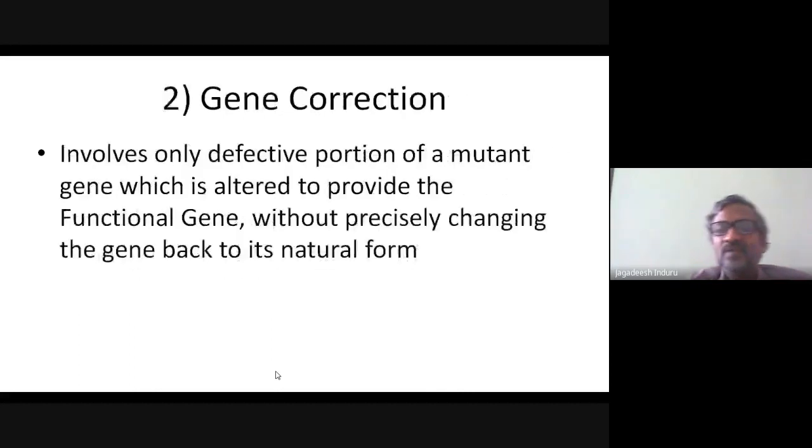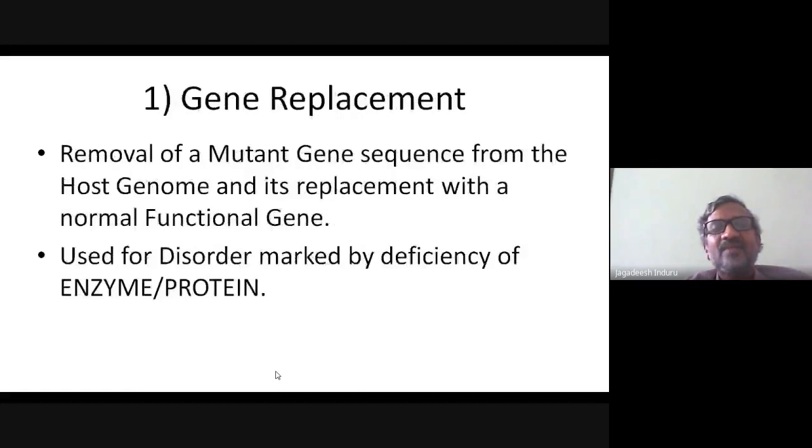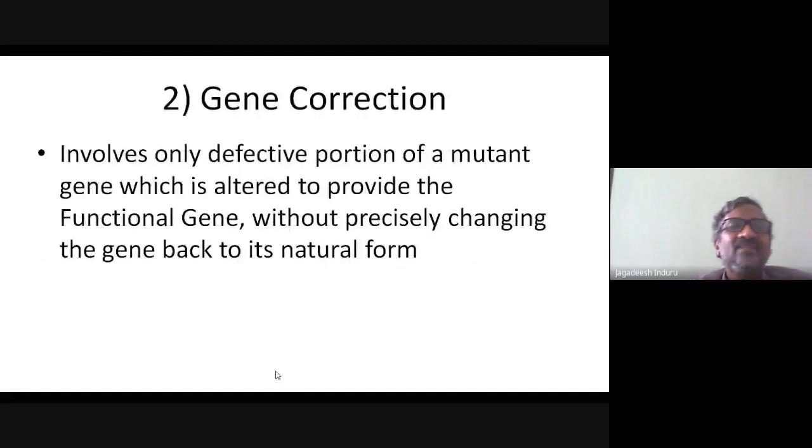One approach is gene replacement. We are replacing it with a new gene which is already corrected. The second one is gene correction. This involves only the defective portion of the mutant gene, which is altered to provide the functional gene without precisely changing the gene backbone to its natural form. So we will not touch the entire genome. We correct only the portion where the defect is.